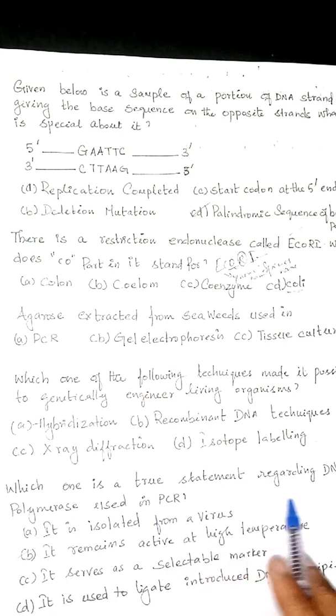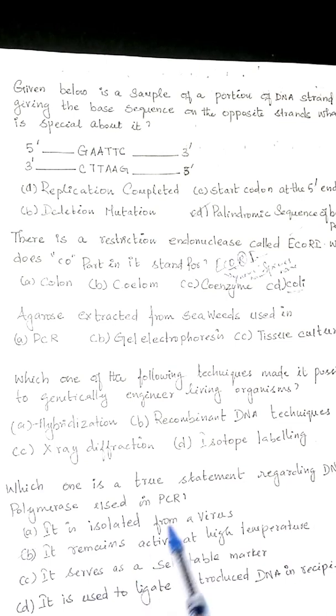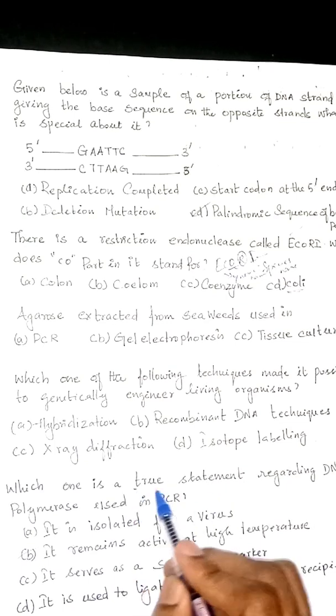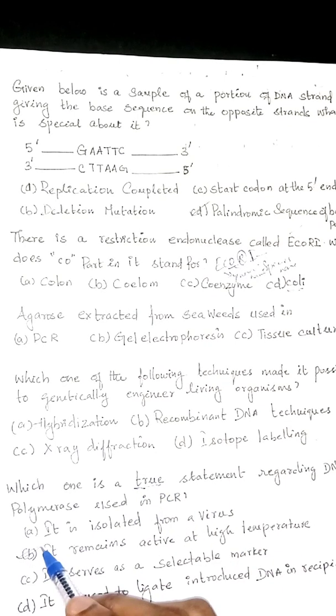Which one is a true statement regarding DNA polymerase used in PCR? It is isolated from a virus. It remains active at high temperature. It serves as a selectable marker. It is used to ligate introduced DNA in recipient cells. They have asked which one is true. So it remains active at high temperature. All the other three statements are false statements in relation to DNA polymerase.